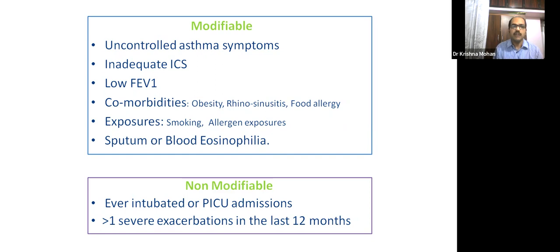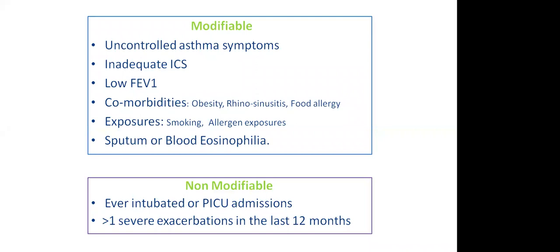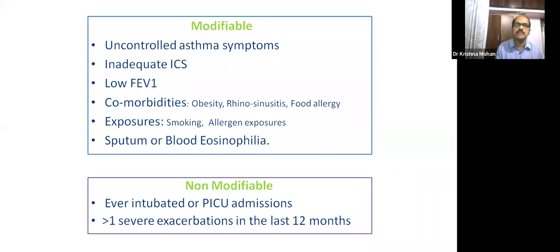And there are certain non-modifiable risk factors also. One important non-modifiable risk factor is a history of intubation. If the patient has ever been intubated or has had a PICU admission for asthma, that is a very, very important non-modifiable risk factor. And one or more severe exacerbations in the last 1 year is also very important. So if these risk factors are present, whenever we assess the patient, we have to remember that even though his symptoms are presently controlled, there is a chance of acute exacerbation more frequently.